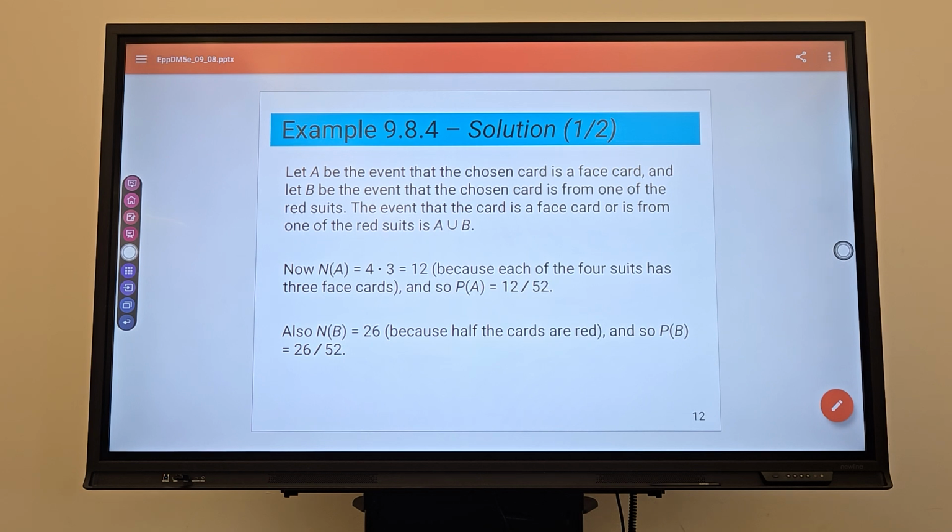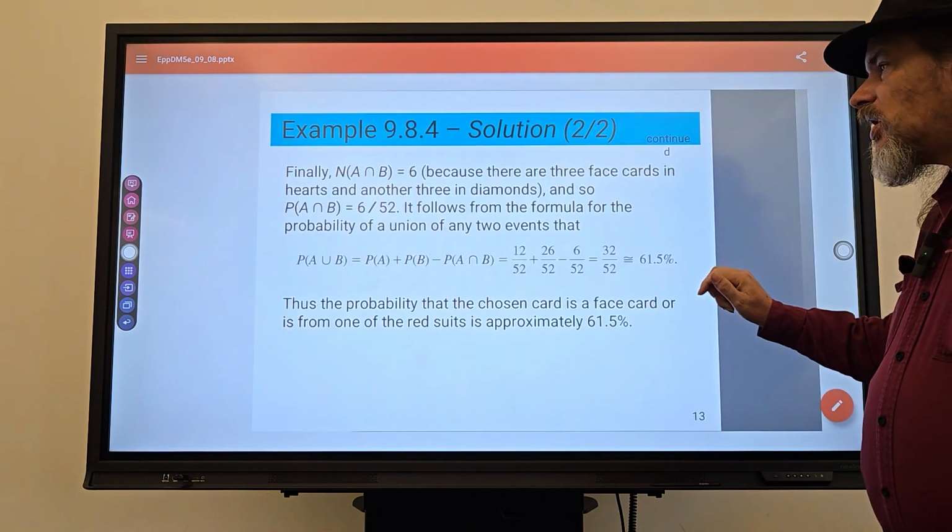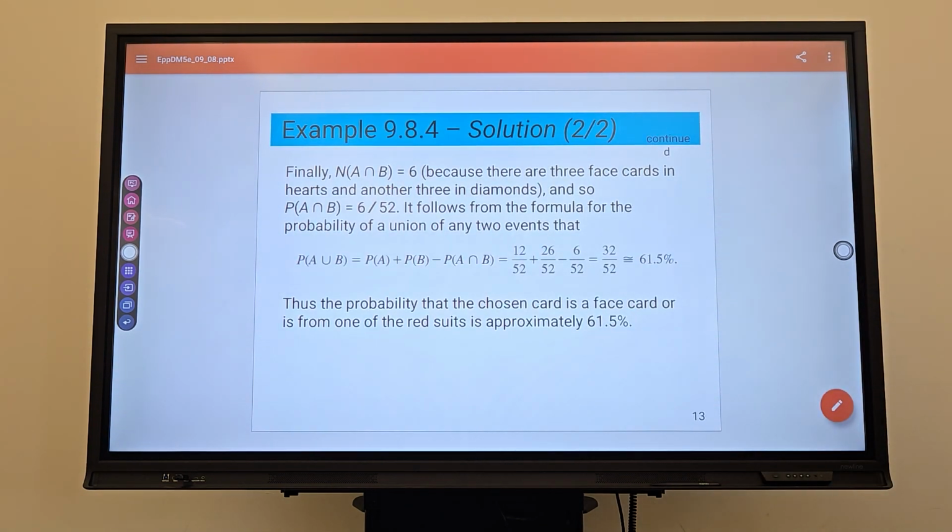Now, the number of elements in A is 4 times 3 because there are 4 suits that each have 3 face cards. And so the probability of A is 12 out of 52. The number of B is 26 because half the cards are red. And so the probability of B is 26 over 52. Finally, the number of elements in the intersection of A and B is 6 because there are 3 face cards in hearts and another 3 in diamonds. So A intersect B is 6 over 52.